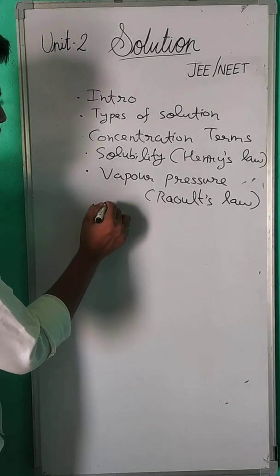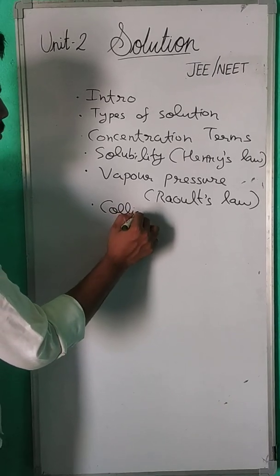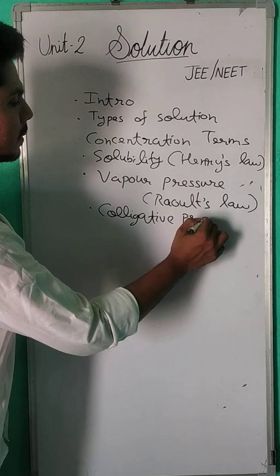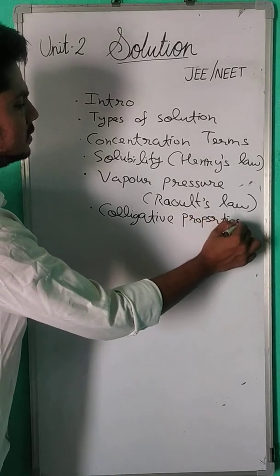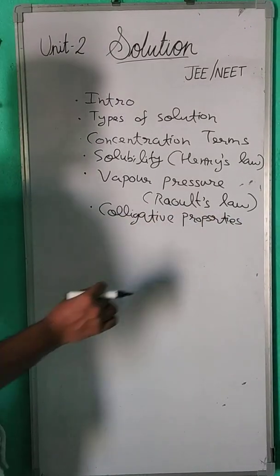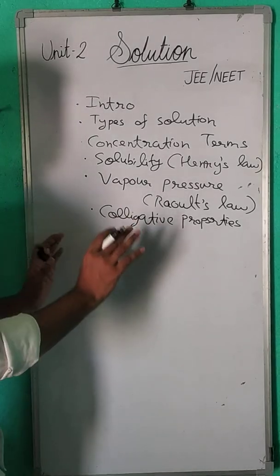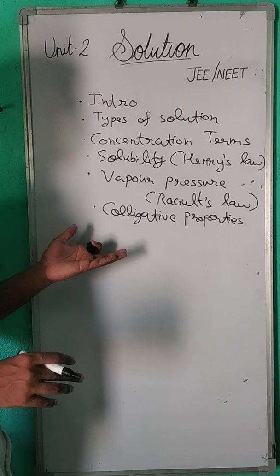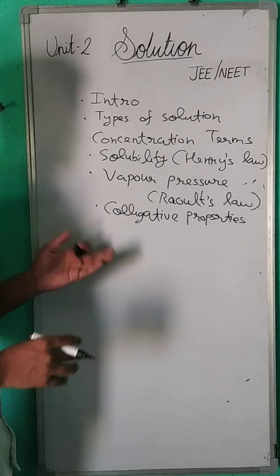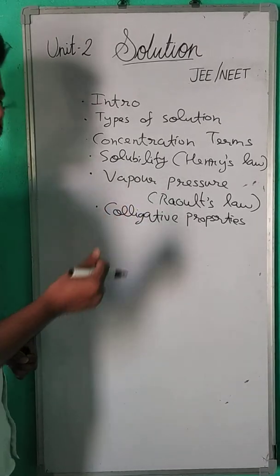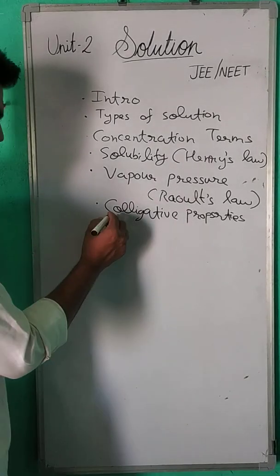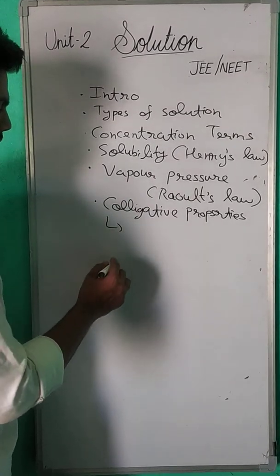After this, an important topic, colligative properties. Colligative properties means those properties which depend only on the number of molecules. They do not depend on the type of solute, or which compound you have taken. They just depend on the number of molecules, how many molecules or atoms are there. In this you will see four properties.